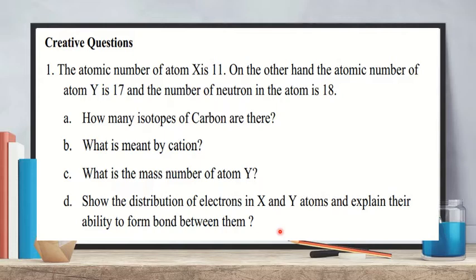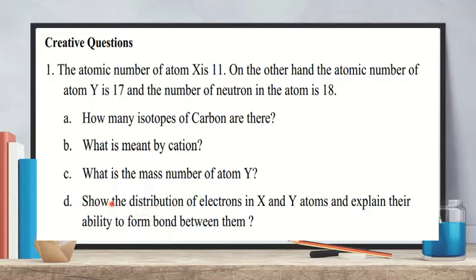So, with an example, you will explain it. Question c: what is the mass number of atom Y? Dear students, look, there is written the atomic number of Y is 17. That means it has 17 protons and the neutron number of atom Y is 18. So, its mass number will be proton number plus neutron number, that will come 35.